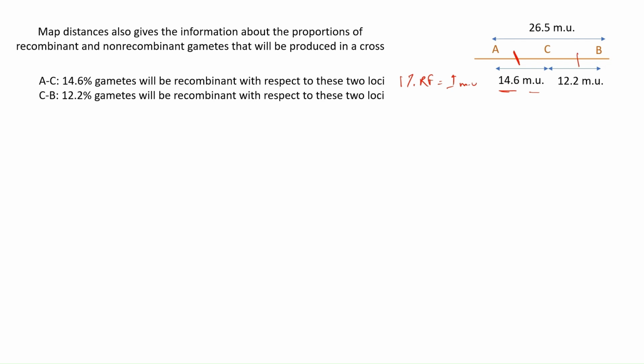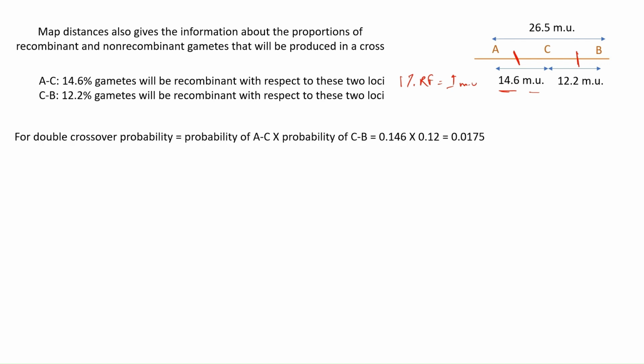What about with respect to points C and B? 12.2% of the gametes will be recombinant. Now for the double crossover probability, what do we have to do? We have to multiply the probabilities for A and C and for C and B. When we talk in terms of probability, we divide by 100. So it is 0.14. The probability of double crossover will be the probability of A and C multiplied with the probability of C and B. So the answer is 0.0175.